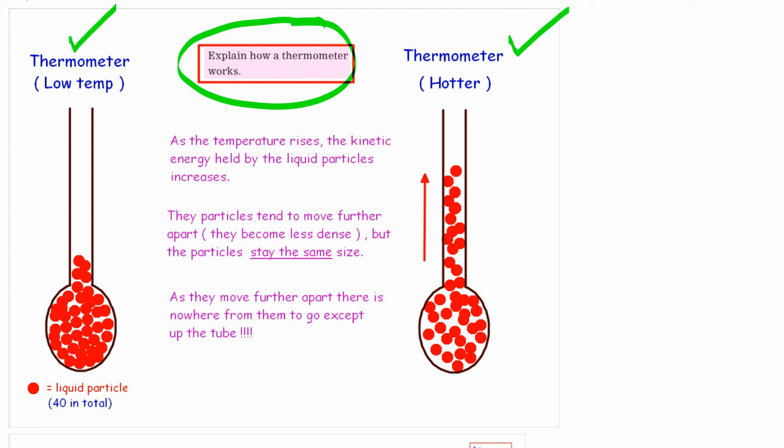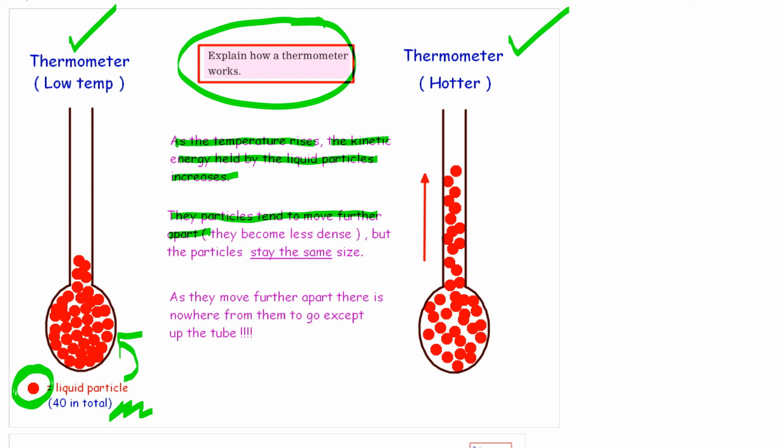What I've done here is I have added 40 particles in total into this thermometer, and as the temperature rises, the kinetic energy held by the liquid particles goes up, so they tend to move further apart, but the particles stay the same size. So effectively what you're doing with the hotter thermometer is just spacing out the same number of particles. They're the same size, they're just further apart.